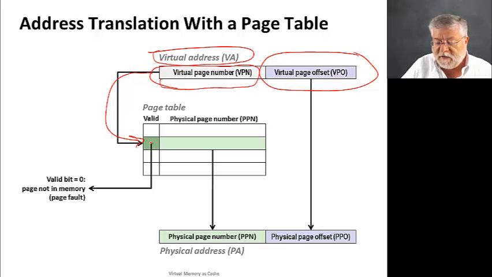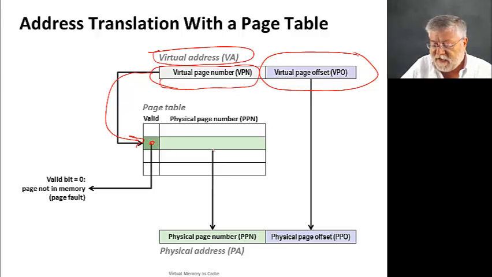There we will read the valid bit that will tell us whether this page is already in physical memory or not, whether it's allocated or not. And if the page is not in memory, it will cause what's called a page fault, equivalent to a cache miss, which will tell us, hey, you've got to figure out a way to get this page into memory first and then try again.